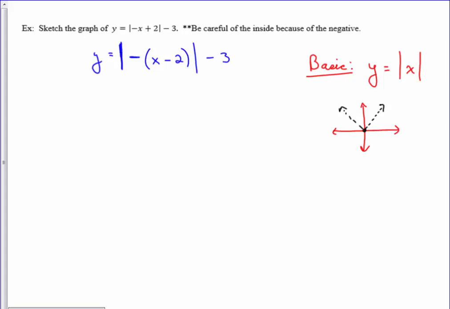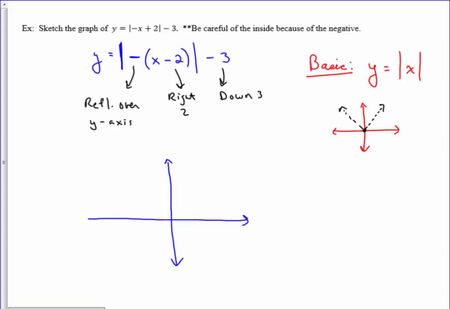And then we want to identify the things that have been done. Make sure to remember that a reflection must be done first. Now in this particular example, we have the negative occurring on the inside of the function. That means it's a reflection over the y-axis. Okay, and then we have two other things. We have the minus 3 on the outside, which would mean you would need to go down 3 units. And then we now have the minus 2 on the inside, which would mean you're going to go right 2 units. So let's go sketch our result of those translations.